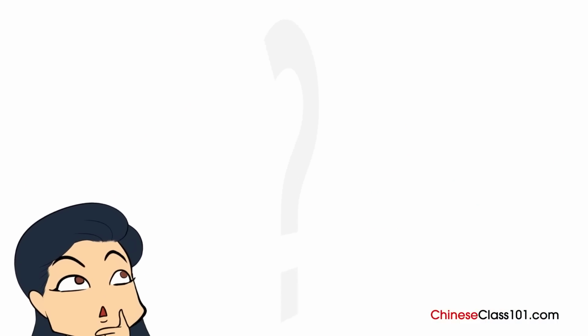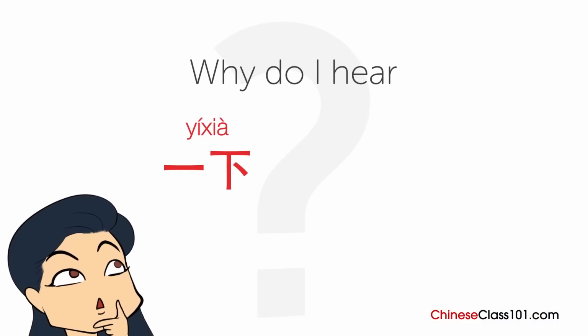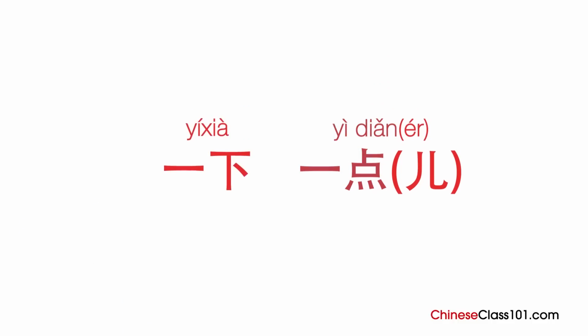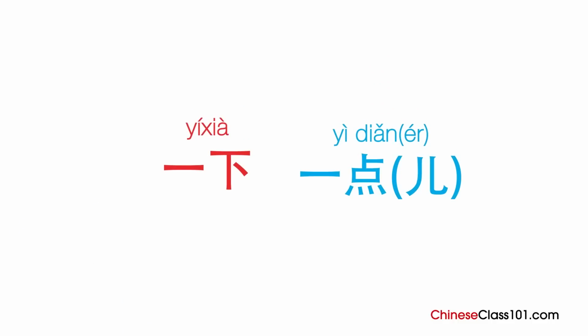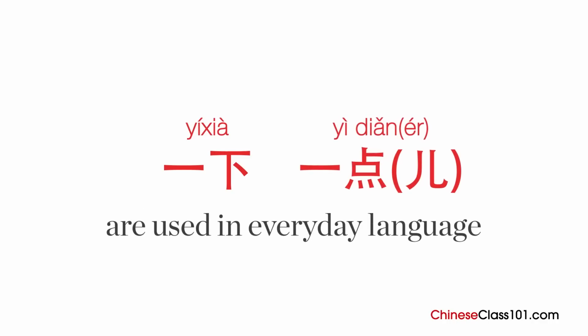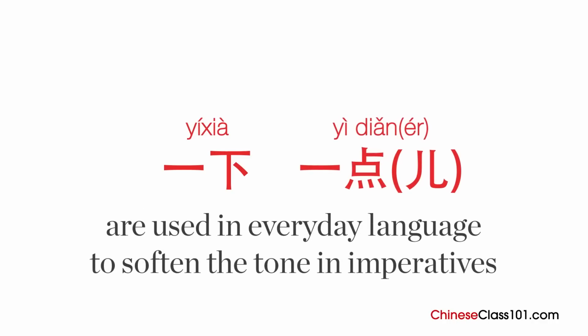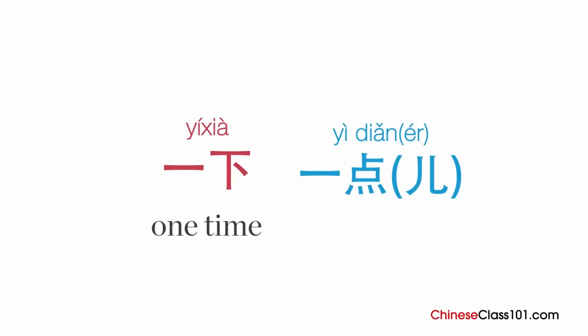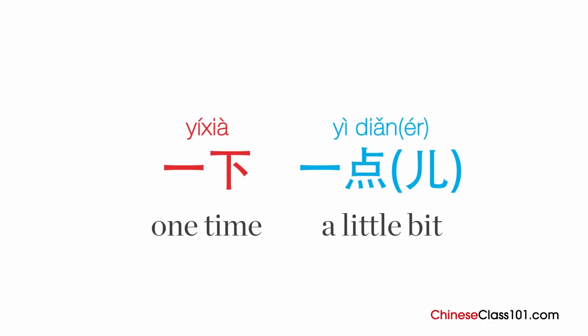The question for this lesson is, why do I hear 一下 and 一点 a lot? 一下 and 一点 or 一点 as people from North China would pronounce it are used in everyday language to soften the tone in imperatives. 一下 literally means one time, and 一点 literally means a little bit.